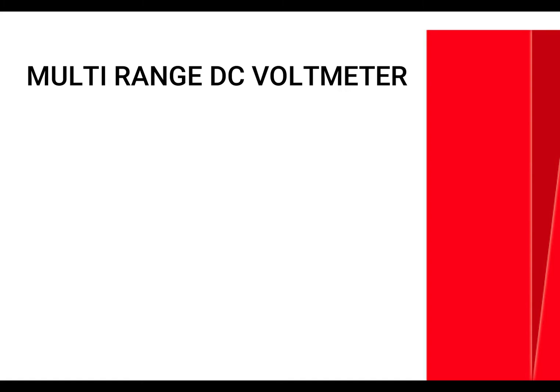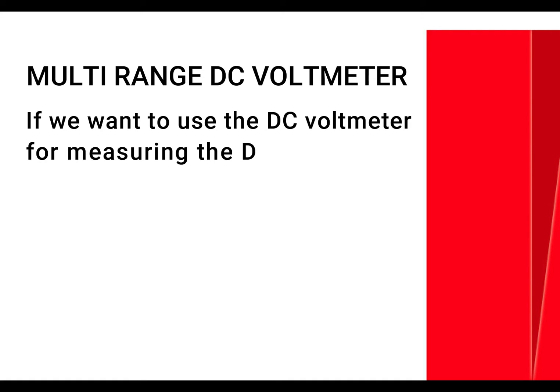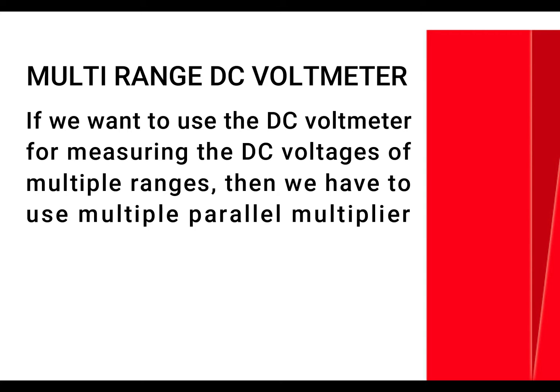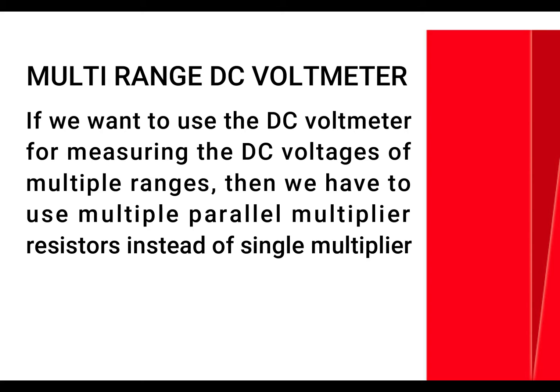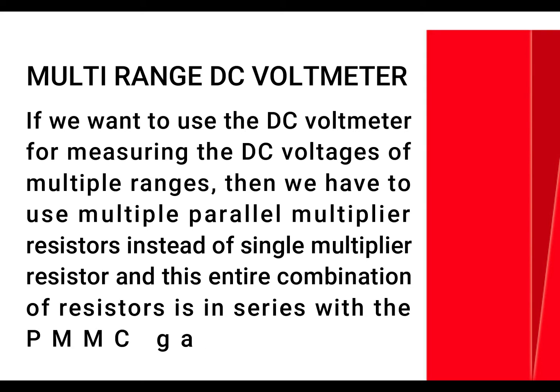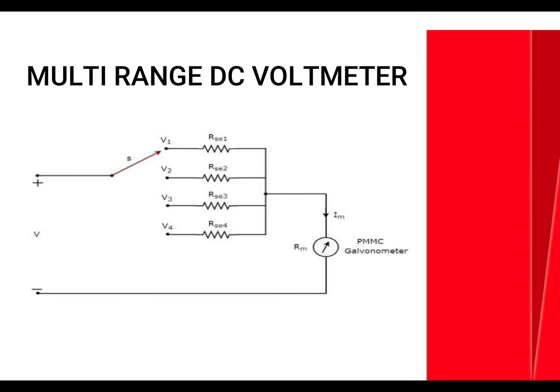Multiple range DC voltmeter. If we want to use the DC voltmeter for measuring the DC voltage of multiple ranges, then we have to use multiple parallel multiplier resistors instead of a single multiplier resistor, and this intercombination of resistors is in series with the PMMC galvanometer.